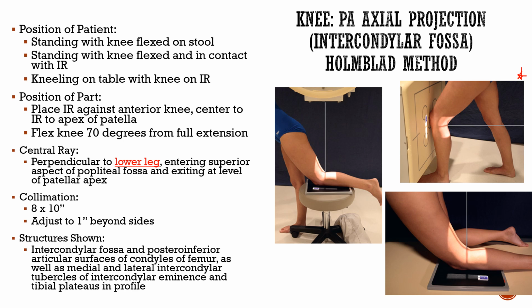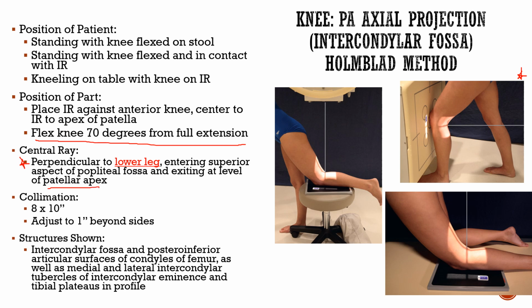So we're going to place the image receptor against the anterior knee. We're going to center the image receptor to the apex of the patella. The knee should be flexed 70 degrees from full extension. Very important, we want to be perpendicular to the lower leg, entering the superior aspect of the popliteal fossa and exiting at the level of the patellar apex.